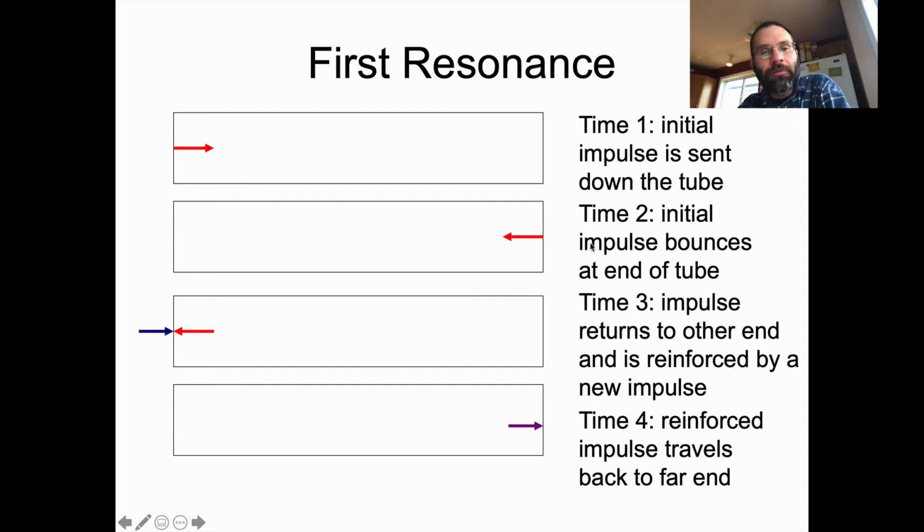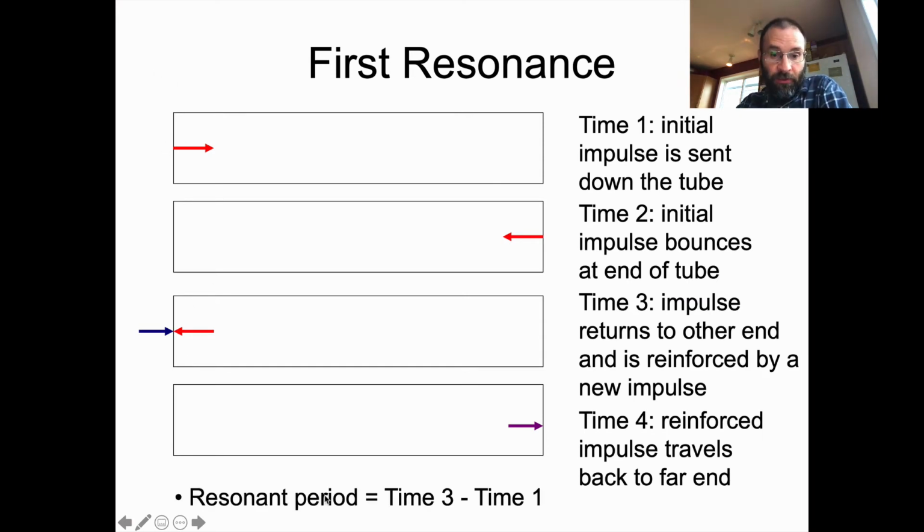The crucial length of time to think about in this scenario is the time between pressure pulses, the time between pushes. That is the period of your resonant frequency. How long you go in between pushes is the period. How often you push is the frequency that we're talking about. And in this particular case, the period is this time minus this time. So it's time 3 minus time 1. We just have to wait one step here in the middle.